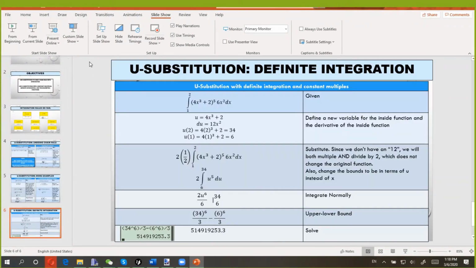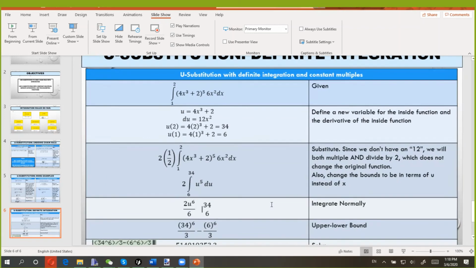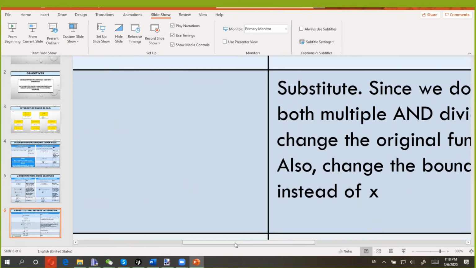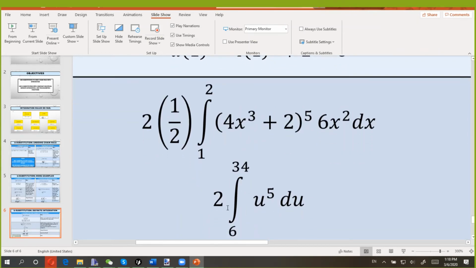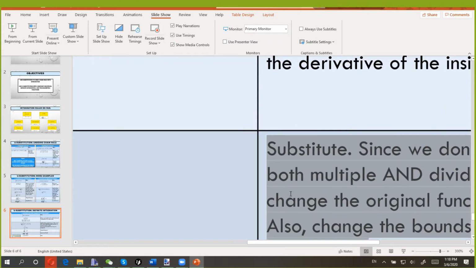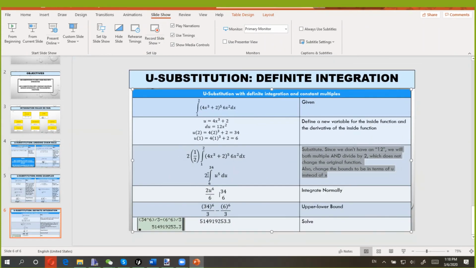I've actually got a mistake on here, so I'm going to change this as we go. Okay, so I need the 2 and the 6x squared, so that means my 1/2 is going to be on the outside here. So when I integrate, this will be u to the 6 over 6 times the 1/2 that I have on the outside, which will be u to the 6 divided by 12. And then I can plug that in to get an answer.